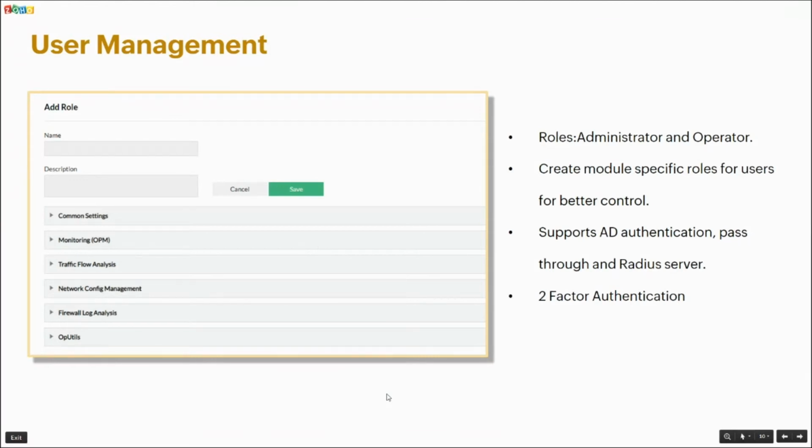So here in OpManager, we can do that using user management, where you can create your own roles, and the default roles are administrator and operator. By the name itself, we could understand that the administrator is a full control user and the operator is the read-only privileged user. And we have another option where you can create module-specific roles for the users for better control. Instead of having full control or just read-only privileged users, you can create your own roles and assign them to specific users or specific departments in your organization.